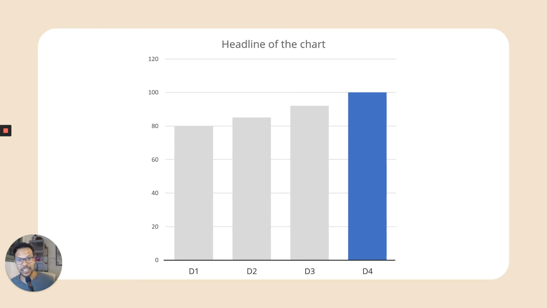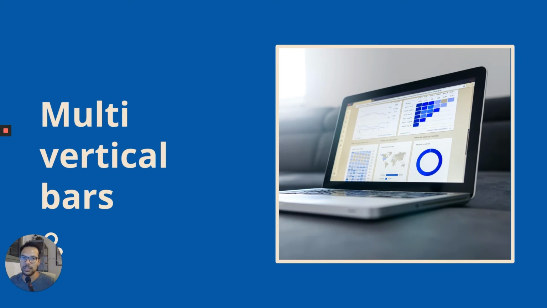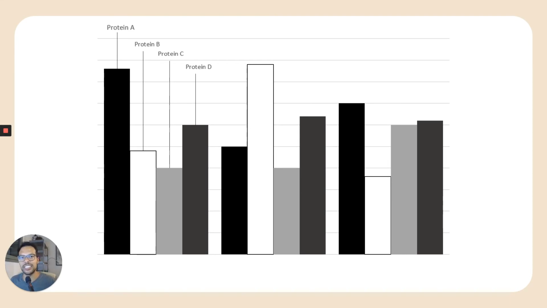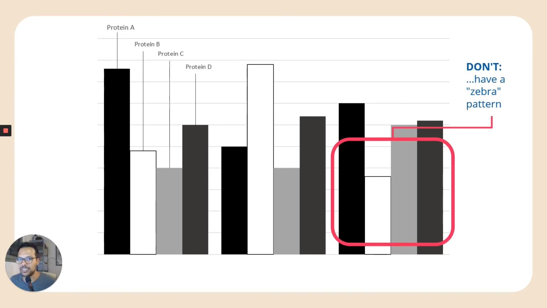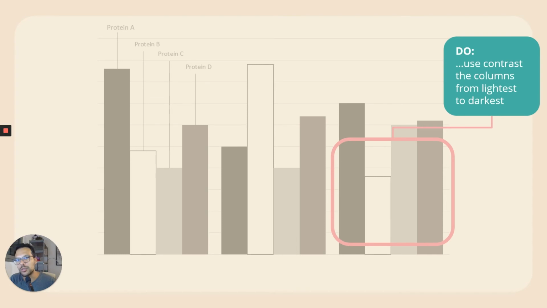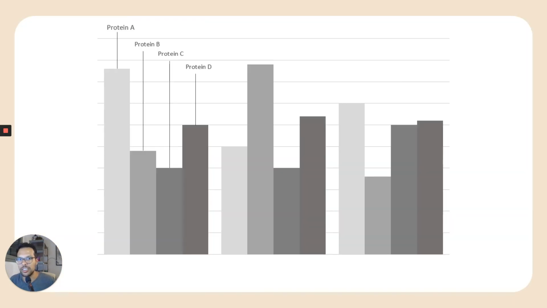Now that you know that, I want to quickly jump into the multi-vertical bars graphs and make a couple of points how to present them if you have to. First thing, when you look at this, you have to understand that you shouldn't be having these zebra patterns. And these are so common. Even certain times I see texture there and stuff. And a great way to tackle that is just use contrast from lightest to darkest. And your graph should look like this.